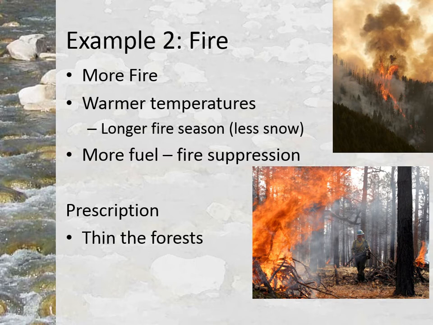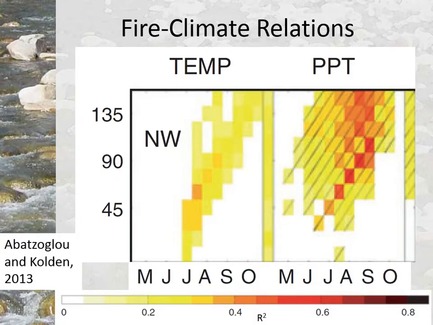The prescription has been, let's thin the forests, all of the forests. And that's the key piece there. Again, spatial heterogeneity is an important story. This is from Bartlein and Colden, 2013. And what we see on the right-hand side are the precipitation results. The hash marks in here represent the fact that it's a negative trend versus a positive.